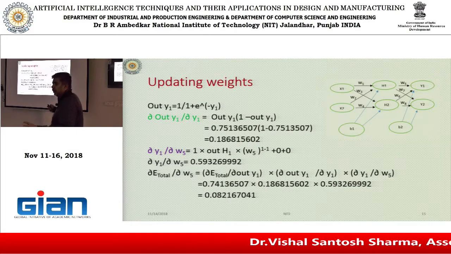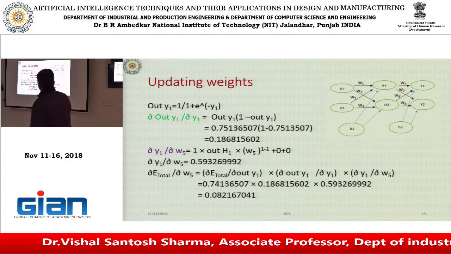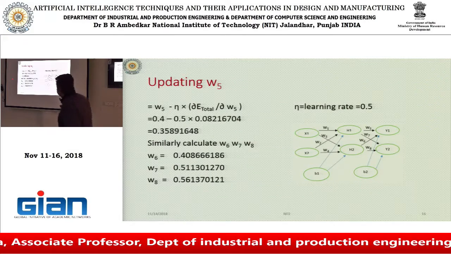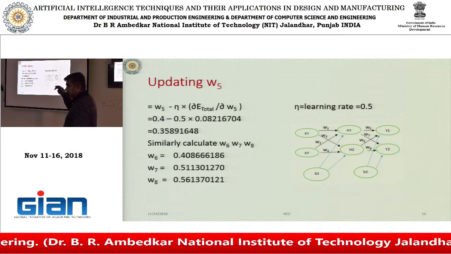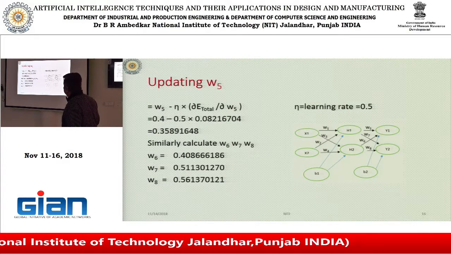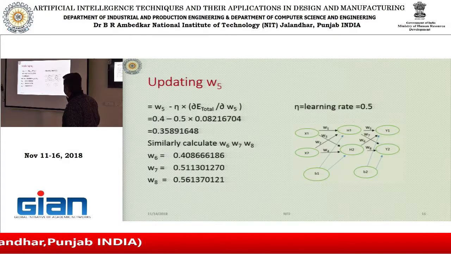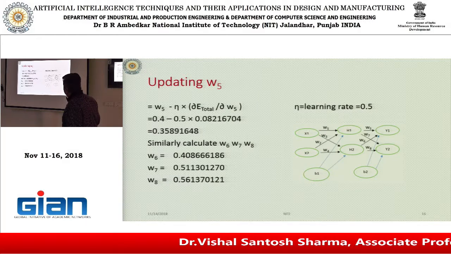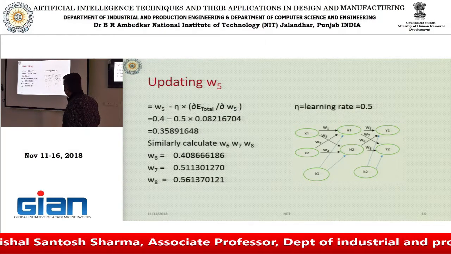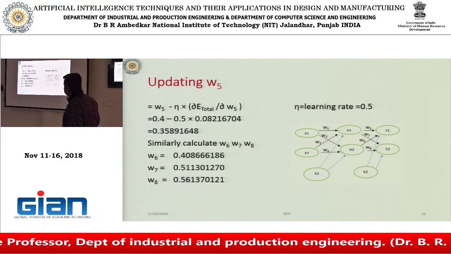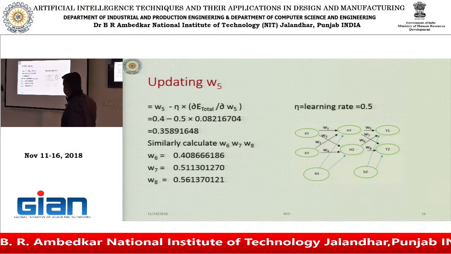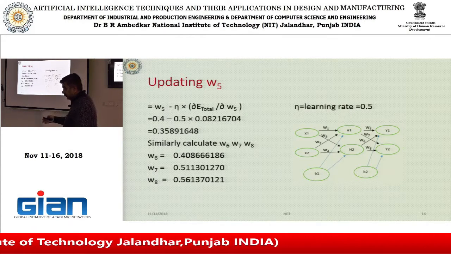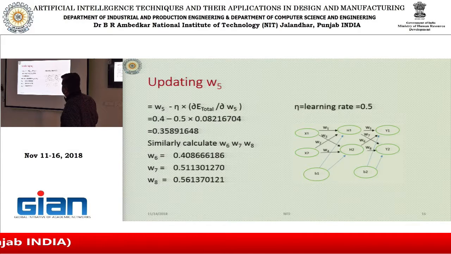The goal is that I want to change the weight. To update the weight, this is the formula: W5 is the initial weight minus eta times the partial derivative of the total error with respect to W5. Eta is the learning rate. You can have a value from 0 to 1. For the time being, I am taking 0.5. When you place it here, this is your updated weight. For the second pass, the second iteration, this will be my updated weight.